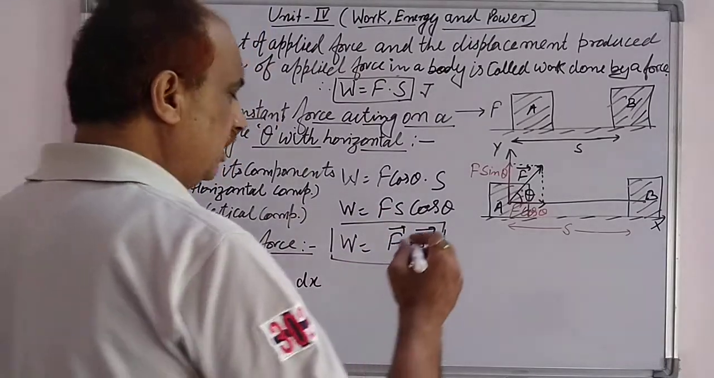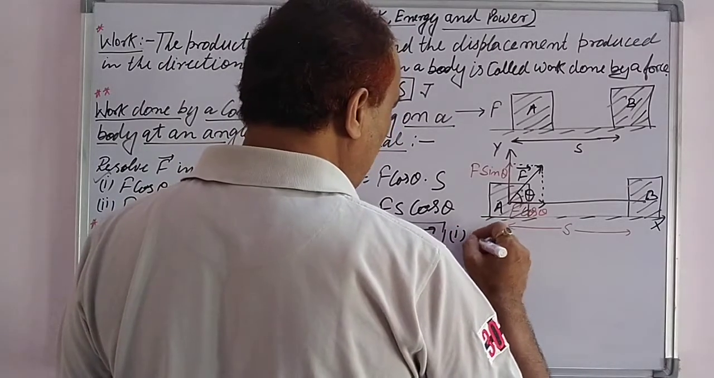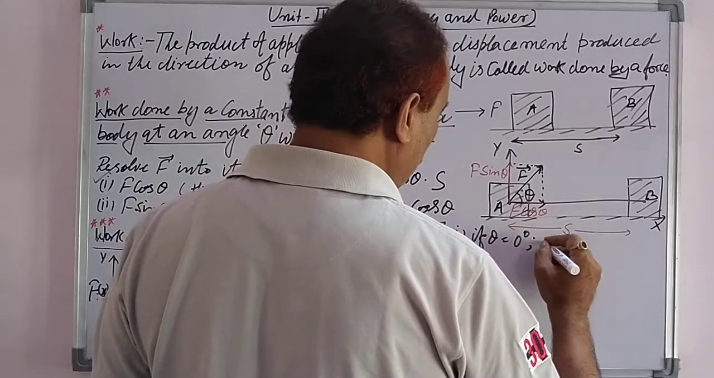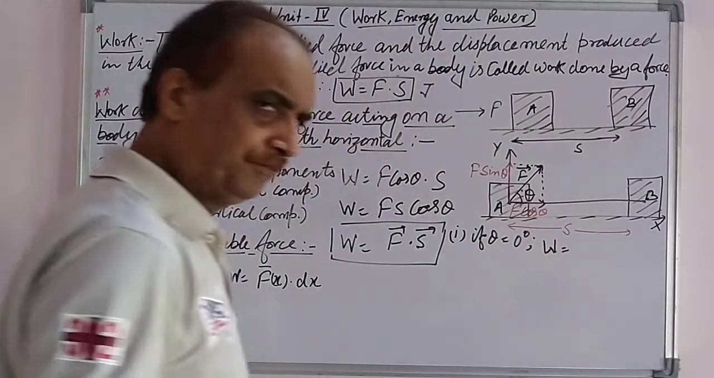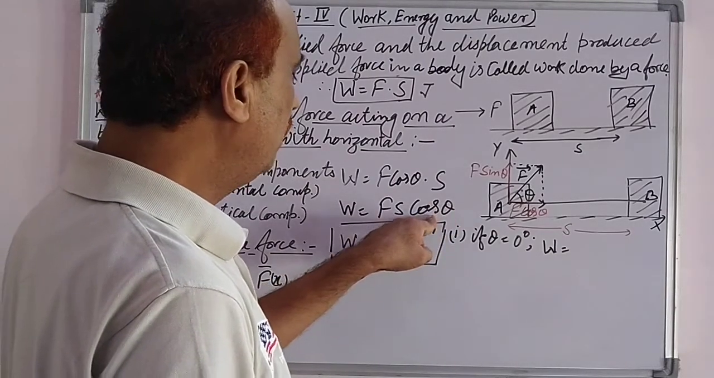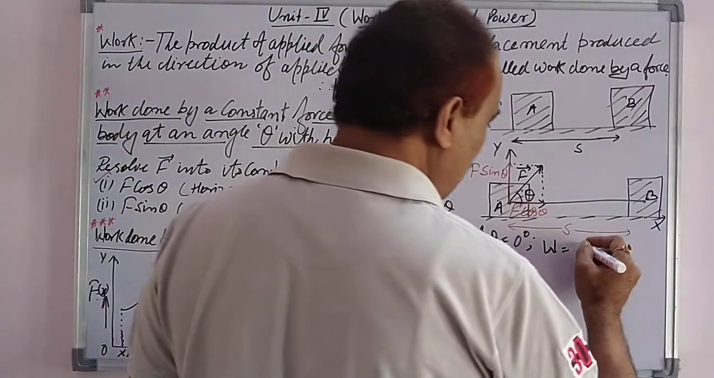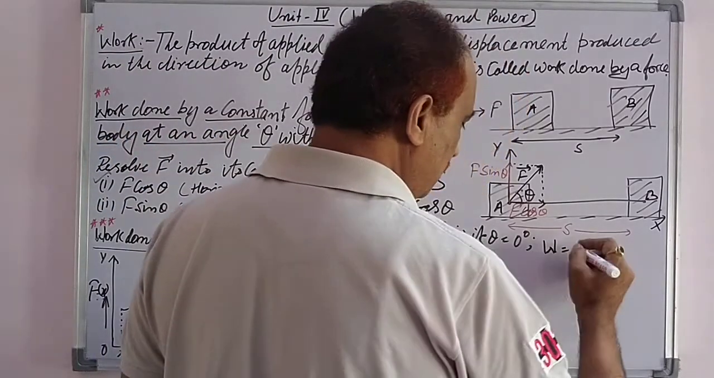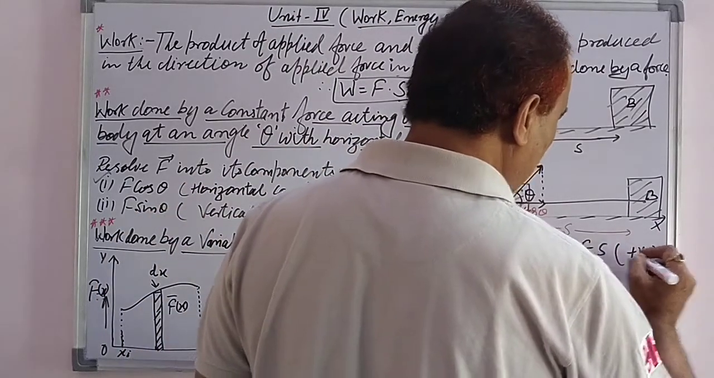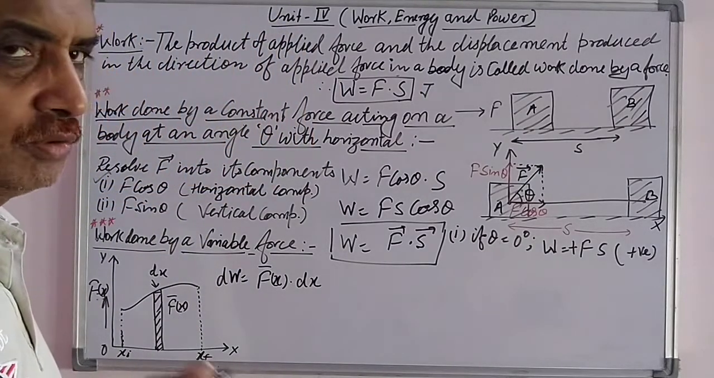Now we have to find out what happens if the angle theta varies. First of all, start with theta equal to 0 degree. What about the work done W? When we put theta equal to 0, cos 0 will be equal to 1 and we will get W equal to F into S. So it is Fs. It means it is a positive work done. So at theta equal to 0, W equal to Fs.